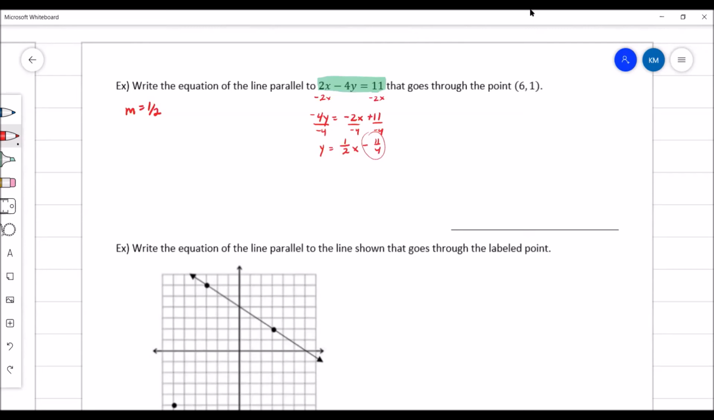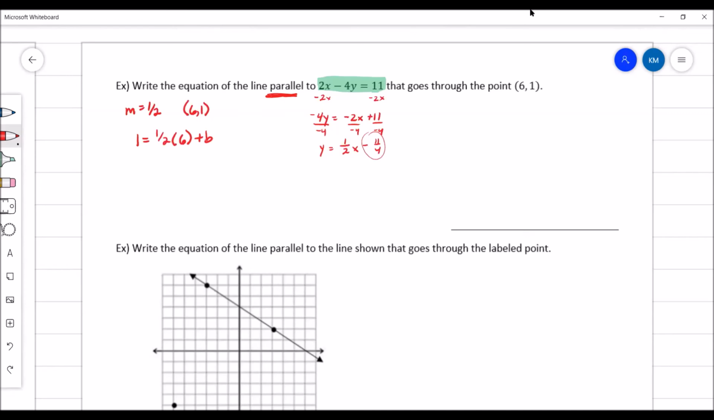From there, we have to think, what's the slope of our new line? Well, since the lines are parallel, they have the same slope. So the slope of our new line is 1/2. Now we use the point 6, 1 to plug into y equals mx plus b to solve for our whole equation. So y1 equals m, which we found to be 1/2, x, which we found to be 6, plus b.